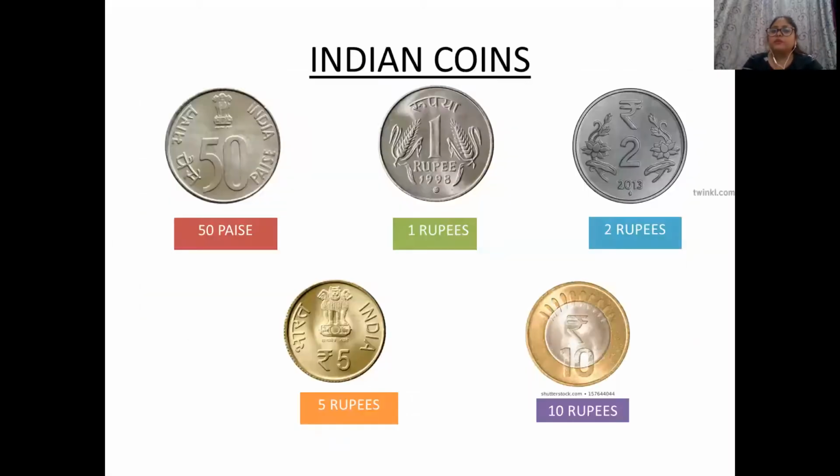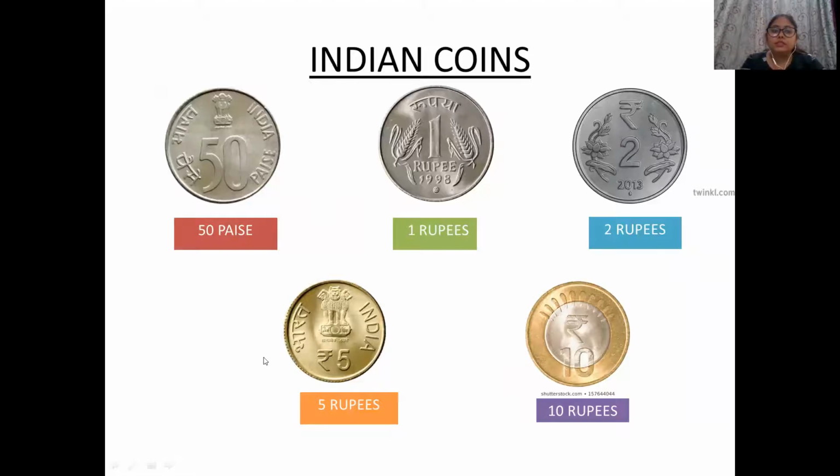After that we are also going to learn some Indian coins. See, this is the 50 paise, 1 rupee, 2 rupees, 5 rupees and 10 rupees. So these are some coins which are used for buying purposes. Children, there is one more fact about the coins and the rupees. You have to learn it.